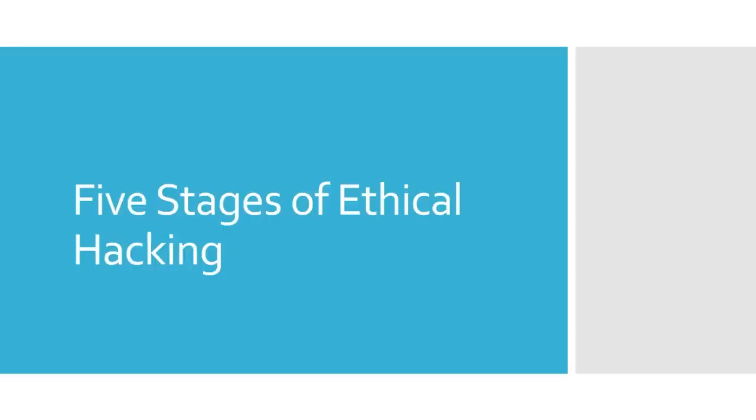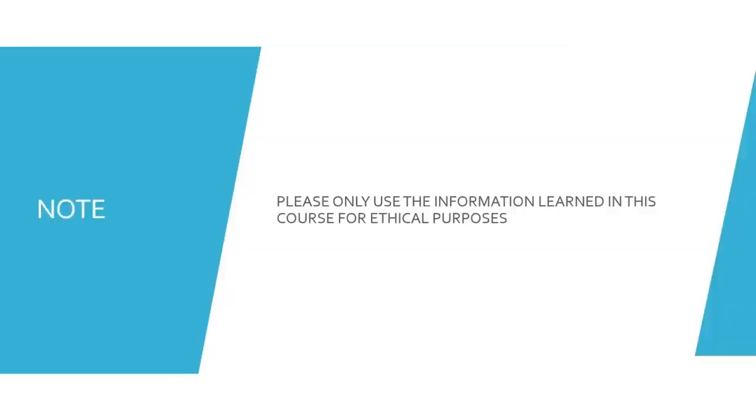Before we do that, let's first make a big note. From here on, we are moving into the ethical hacking portion of our course. We're going to learn malicious things. Please only use the information learned in this course for ethical purposes. Do not attack your neighbors. Do not attack anybody that you do not have explicit permission to do so. You can and will get into trouble for doing that. So with that out of the way, let's talk briefly about the 5 stages of ethical hacking.